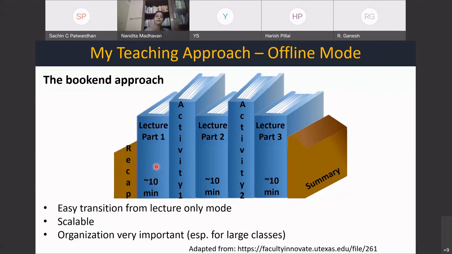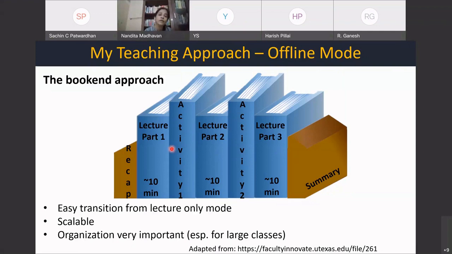And this lecture part can also be interactive. It's not that you need to speak continuously, but you are free to do that. So you lecture for around 10 minutes, have a planned activity at the end of that. I'm sure you must have already heard that the attention span is not beyond 10 minutes, which is the rationale for choosing 10 minutes. So have a first activity planned in. Then again, have the second book or volume of lecture, have another activity, and then have the third volume of lecture, and then have a closing or summary.